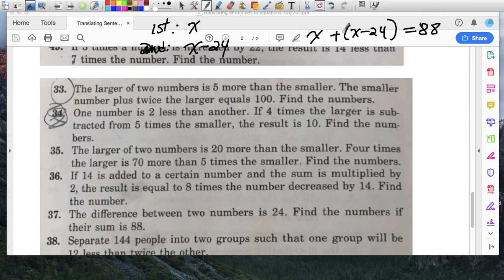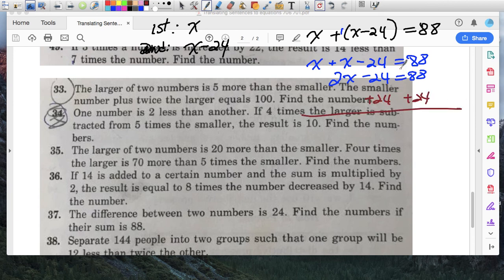I can apply the distributive property, pretend there's a little 1 over there. I'm going to get x. And if there's a little 1 over there, 1 times x is just x. And the positive times the negative is going to be negative 24, equals 88. I combine like terms, 2x minus 24 equals 88. I can do now plus 24 here, plus 24 over here. These two go bye-bye. 2x comes down. 88 plus 24 is 112. Divide both sides by 2.